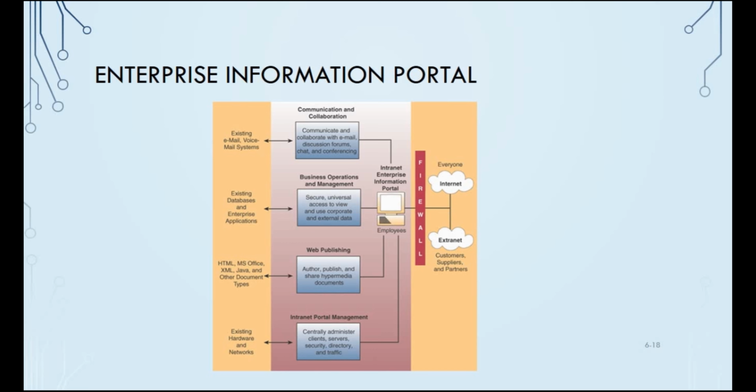Intranets provide an enterprise information portal. The firewall, as you can see, is installed between the private organizational network and the public internet to monitor all traffic flowing in and out of the organization. As you can see, the firewall filters the packets from outside the organization, such as customers, suppliers, and some of their partners.